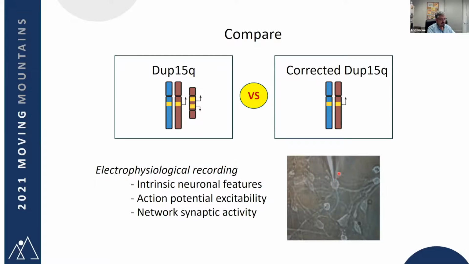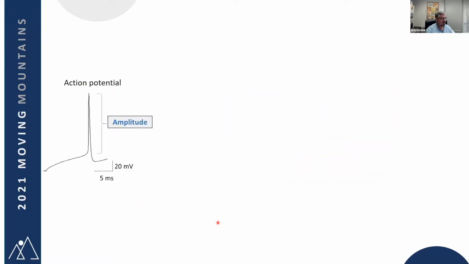So this is an example of a recording pipette that's patched on to an individual cell in the culture. And I'm going to show you data on 3 different aspects: intrinsic neuronal features of individual neurons, excitability of the action potentials that individual neurons fire, and then also changes in network synaptic activity. And so this is a subset of some of the phenotypes that James had previously shown, and we're going to eventually expand this out. But for today's talk, I'm going to focus on a few of these aspects.